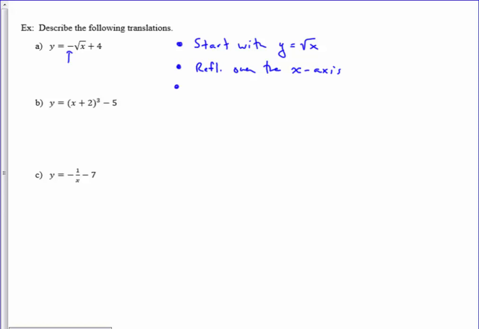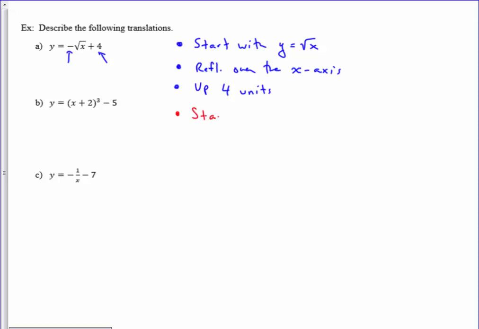Okay, and then finally we see the 4 here at the end. It's a plus 4 on the outside of the function, so I would then shift up 4 units. Okay, and that takes care of the translation for this first example. The next example down, do the same type of thing. First, identify what the basic function is.